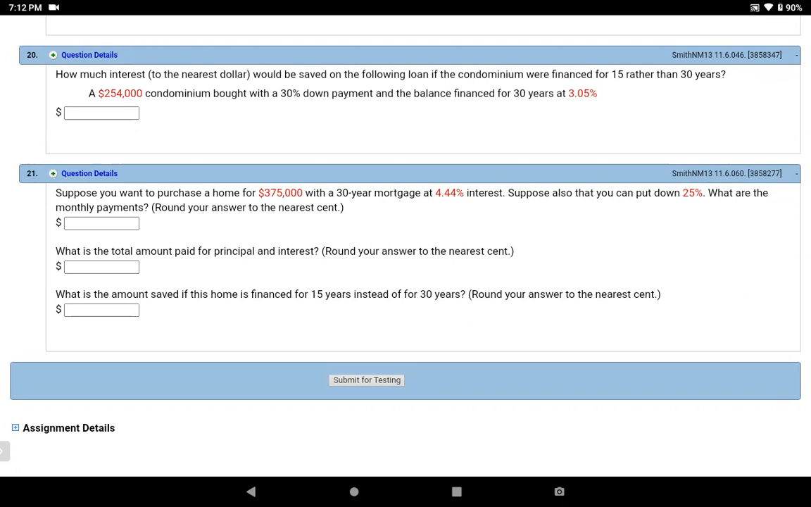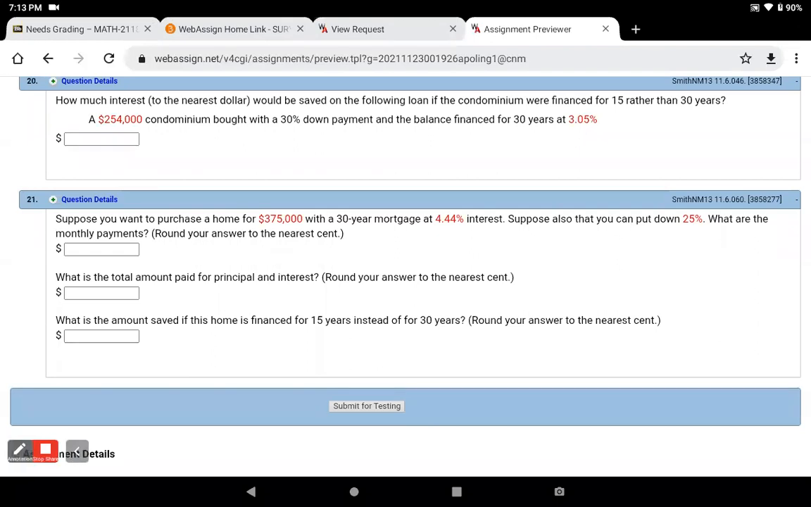So suppose you want to purchase a home for $375,000 with a 30-year mortgage at 4.4% interest. Suppose that you can put 25% down. What are your monthly payments? So we'll just start with that question. We can put down 25%. So we want to finance an amount, right?